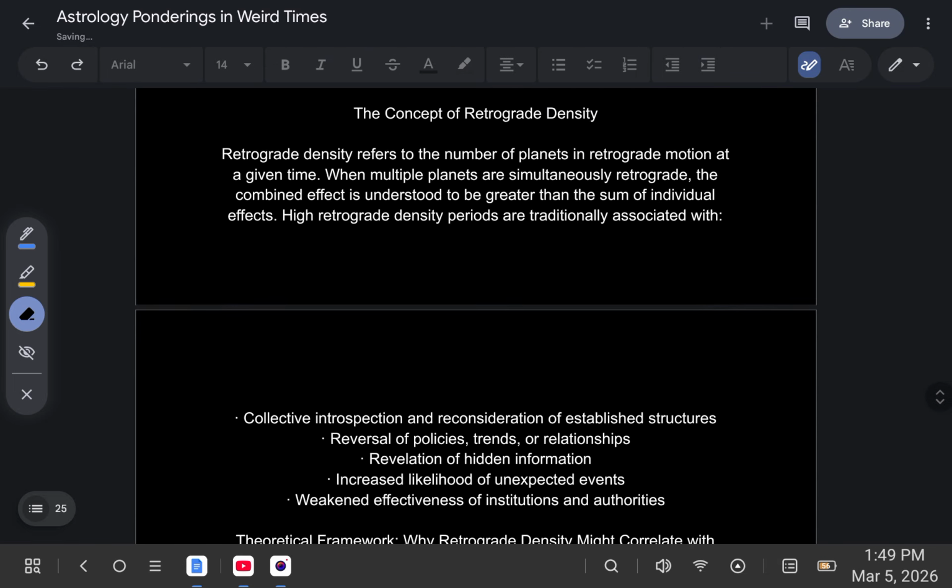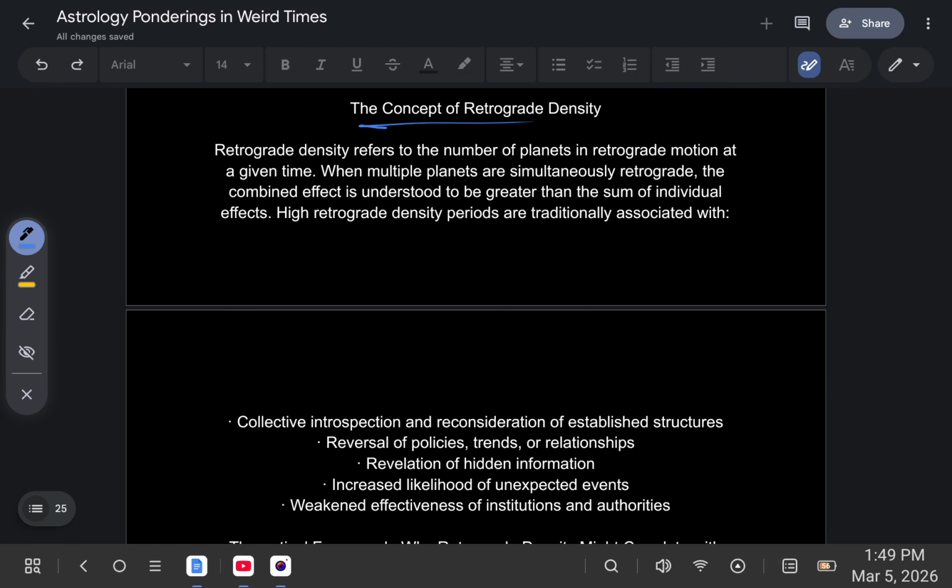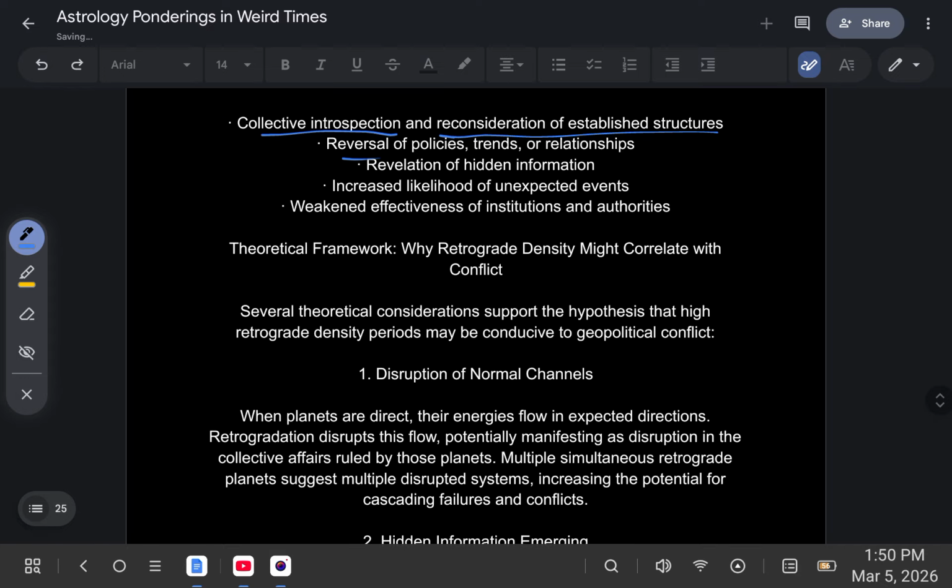Let's go over the concept of retrograde density. Retrograde density refers to the number of planets in retrograde motion at a given time. When multiple planets are simultaneously retrograde, the combined effect is understood to be greater than the sum of individual effects. High retrograde density periods are traditionally associated with collective introspection and reconsideration of established structures, reversal of policies, trends, or relationships, revelation of hidden information, increased likelihood of unexpected events, and weakened effectiveness of institutions and authorities.